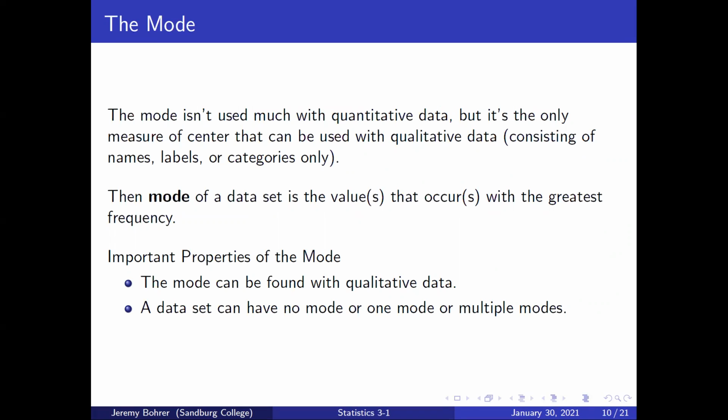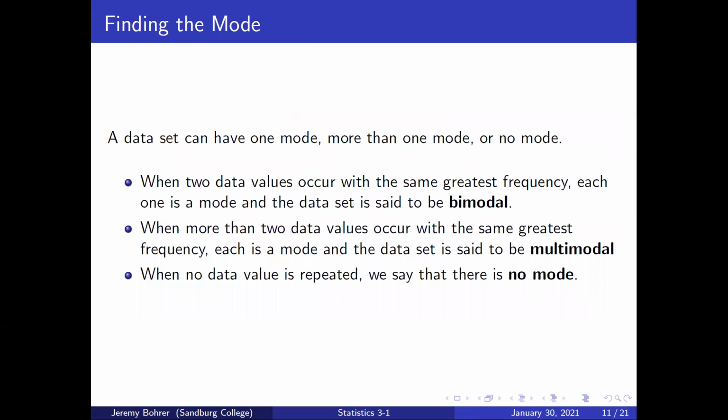The mode isn't used much with quantitative data, but it's the only measure of center that can be used with qualitative data, consisting of names, labels, or categories only. The mode of a data set is the value that occurs with the greatest frequency. Important properties of the mode: it can be found with qualitative data, and a data set can have no mode or one mode or multiple modes.